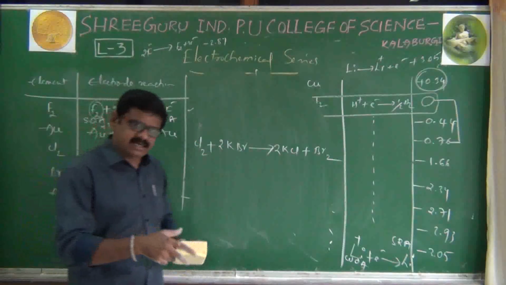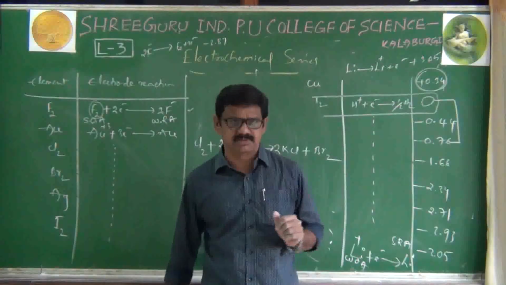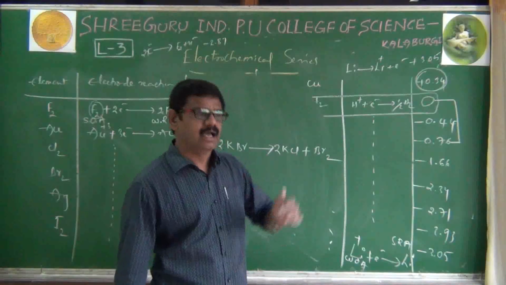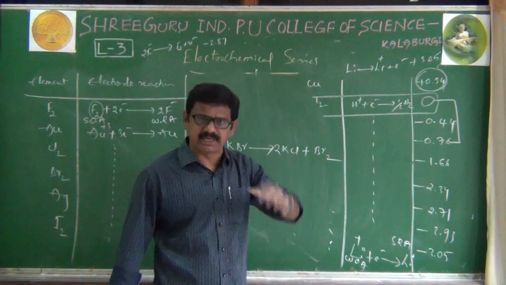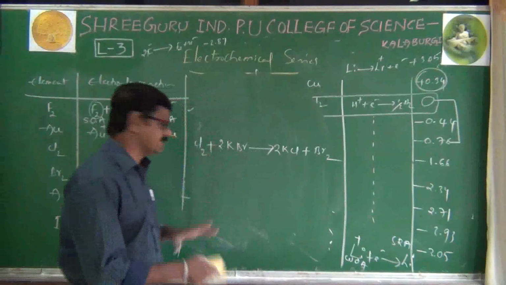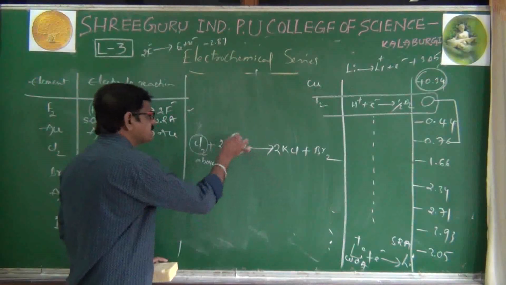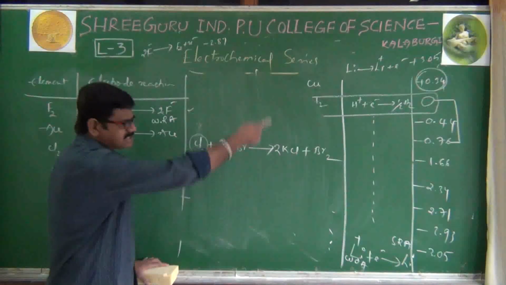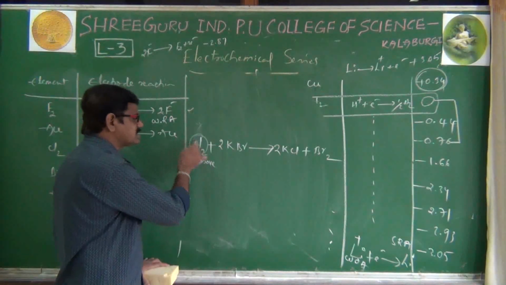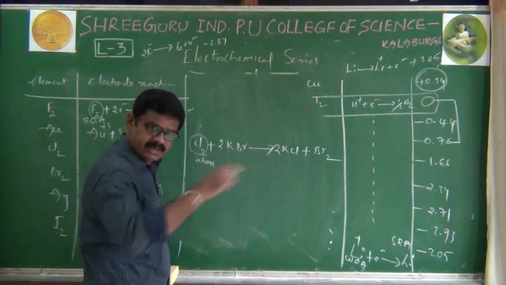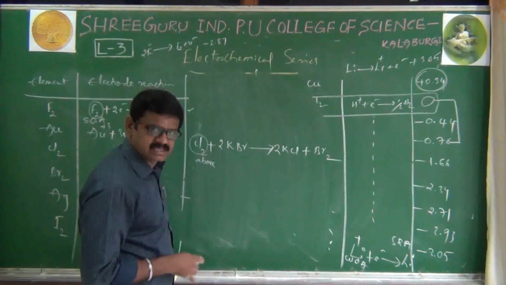As far as metals are concerned, a below metal can displace an above metal from its solution. As far as non-metals are concerned, an above non-metal can displace a below non-metal from its solution. We see here an above non-metal is coming and displacing a below non-metal. Why is it happening? Same phenomenon. Being more SRP, chlorine should undergo reduction. Being less SRP, bromine should undergo oxidation.